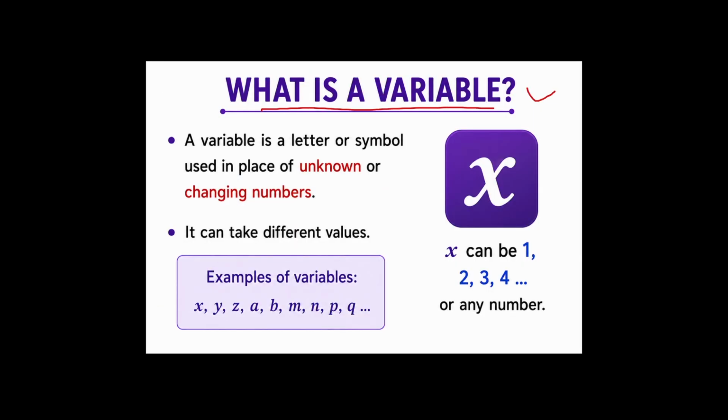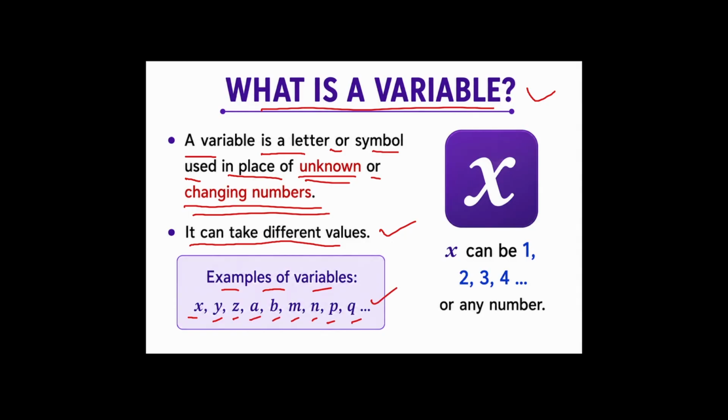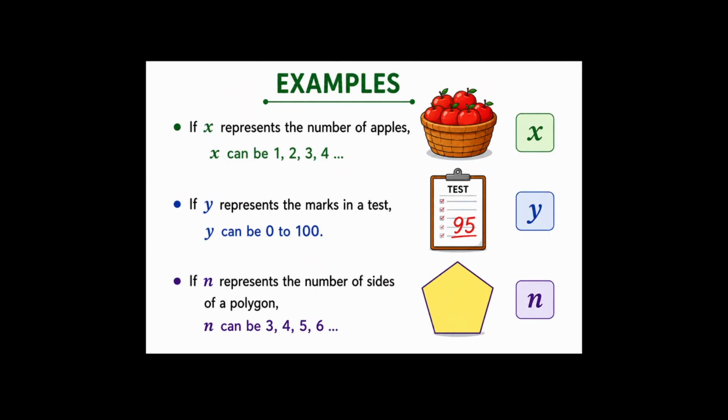What is a variable? A variable is a letter or symbol used in place of unknown or changing numbers. It can take different values. Examples of variables: x, y, g, a, b, m, n, p, q. There may be any letter. x can be 1, 2, 3 or any number there may be. See the examples. If x represents the number of apples, x can be 1, 2, 3 or any number. Here the x value can be anything.